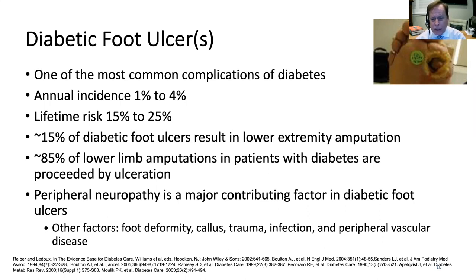15% of diabetic foot ulcers result in lower extremity amputations. 85% of lower limb amputations in patients with diabetes are unfortunately preceded by an ulceration. And of course, peripheral neuropathy is the major contributing factor to the ulcer. But the reason why patients lose limbs is because of infection and peripheral arterial disease.